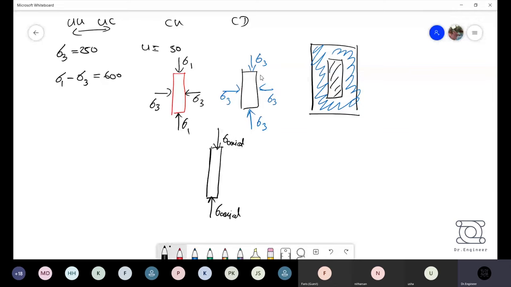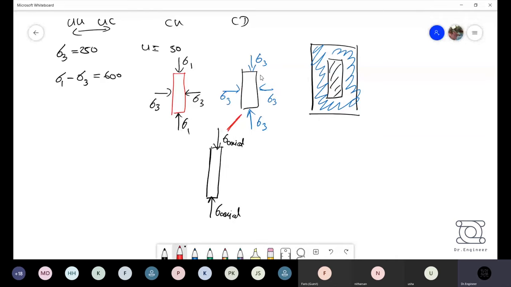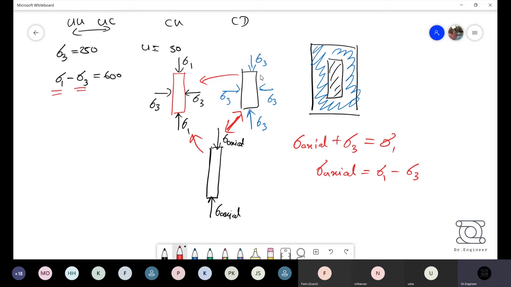Most of the students get confused here. When you combine these two diagrams, they combine to form this one. Sigma axial and sigma 3 both combine to form sigma 1. So sigma axial is sigma 1 minus sigma 3, which is your deviatoric stress. These are standard notations, defined notations.